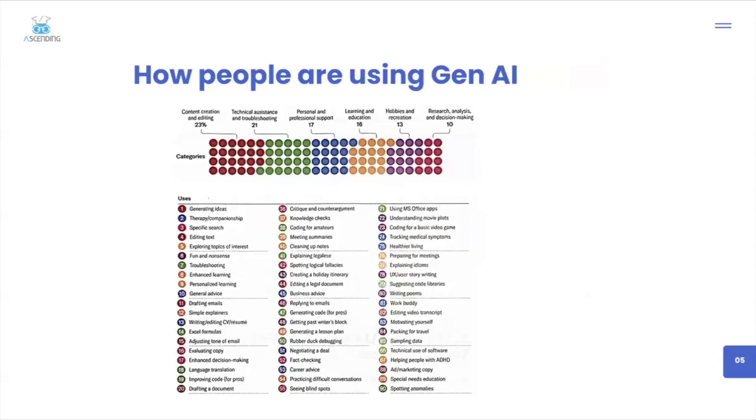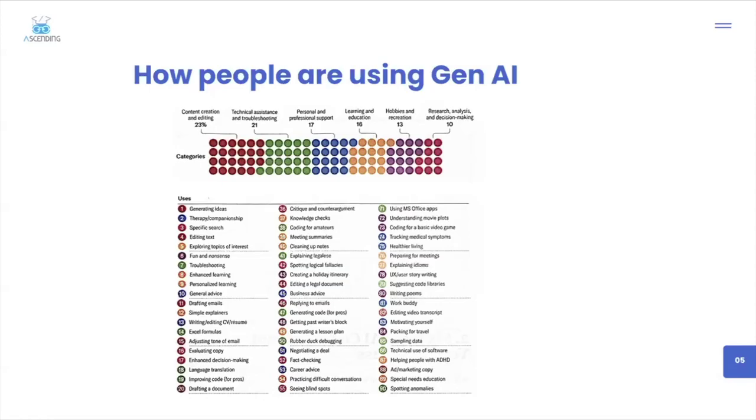This is a survey done by Harvard Business Review recently, which shows how people are actually using Gen AI. Different color coding represents different usage patterns. For example, the red on the left is for content creation and editing. The green ones are what I usually use a lot: I use Gen AI for writing code, for giving me Excel formulas so that I can analyze data, et cetera. You can see most of the people are using Gen AI for content creation and also troubleshooting and technical assistance.